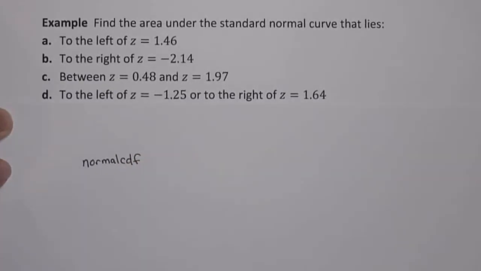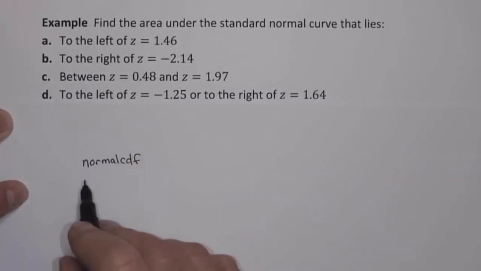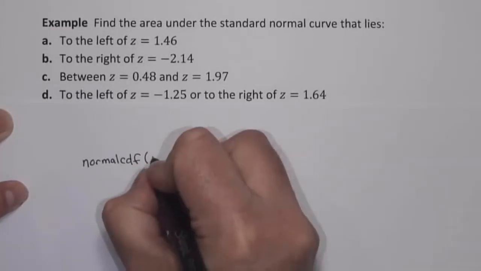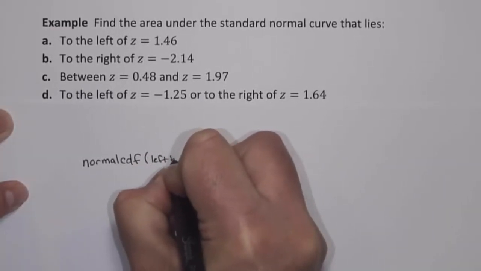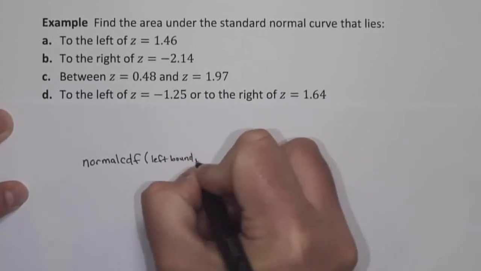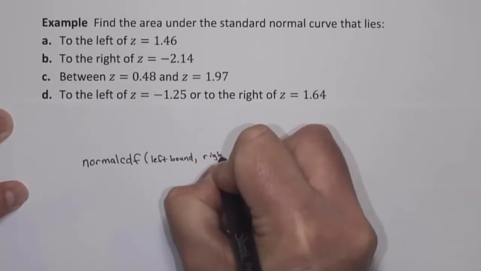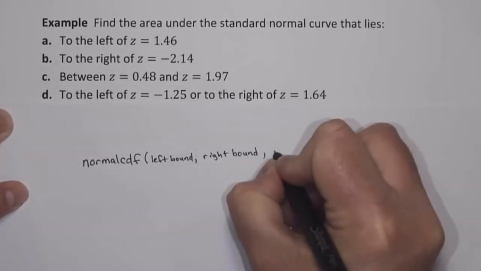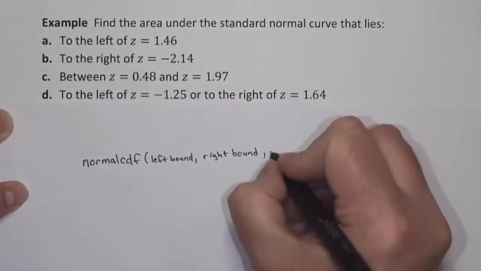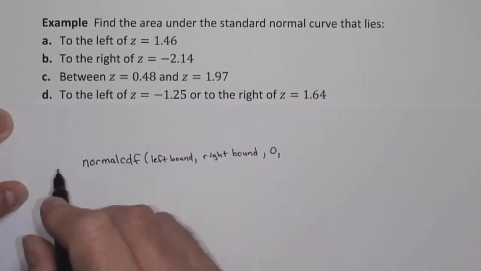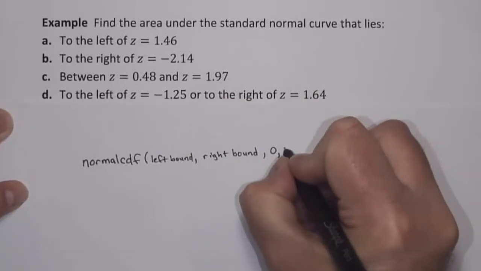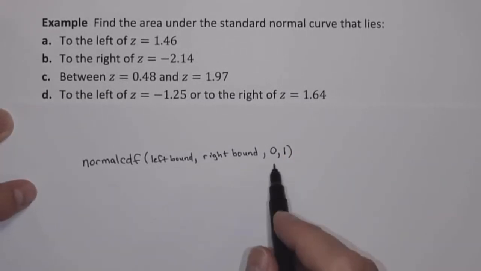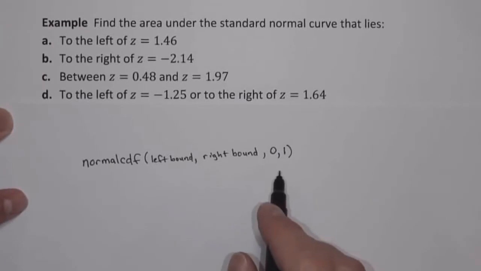Okay? And the way the normal CDF command works is we're going to enter a left bound, followed by a right bound, followed by the mean, which for the standard normal distribution is 0, and followed by the standard deviation, which for the standard normal distribution is 1. So our command's going to look like this, okay?